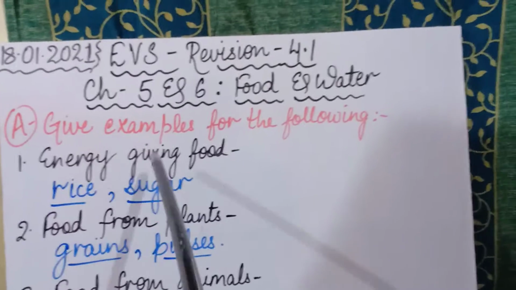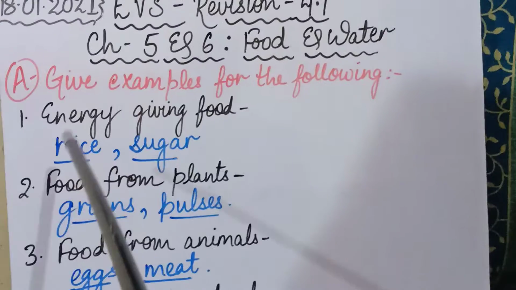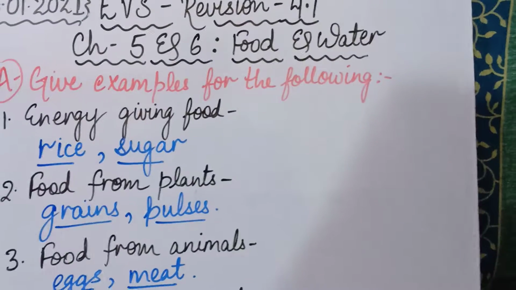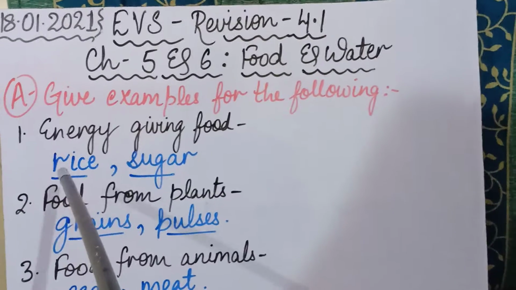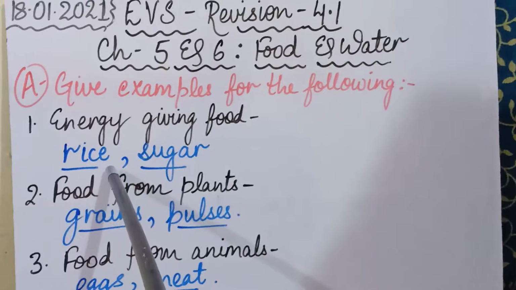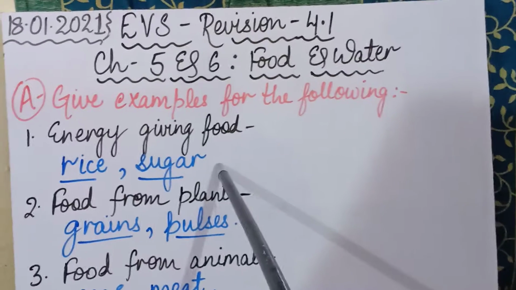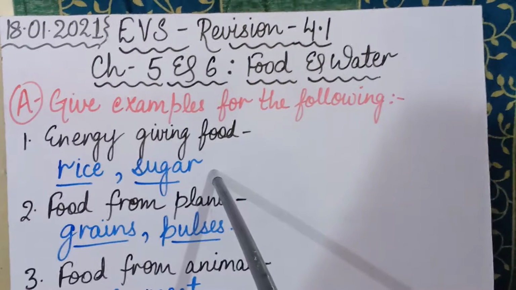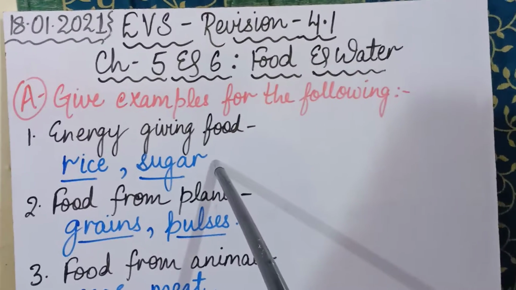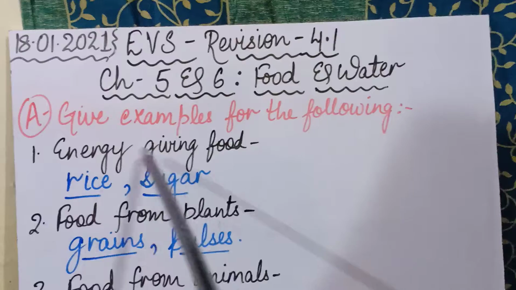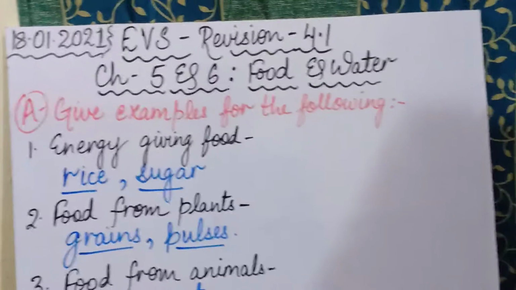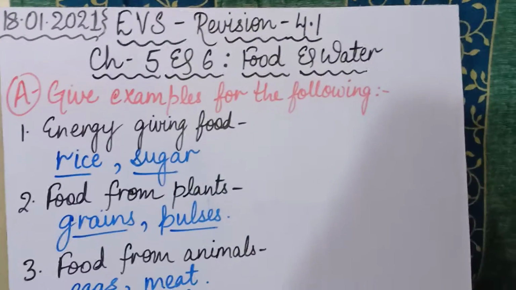First is energy giving food. Now, energy giving food kaun se hote hain? We have to give 2 examples. So the 2 examples are, first one is rice, R-I-C-E, rice, which you call chawal. And second is sugar, S-U-G-A-R, sugar, chini. So rice and sugar are energy giving food. These are 2 examples of energy giving food.